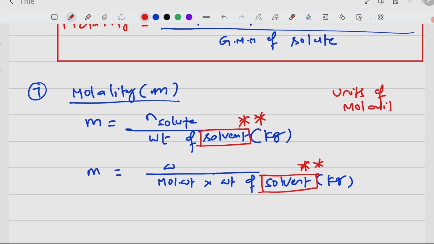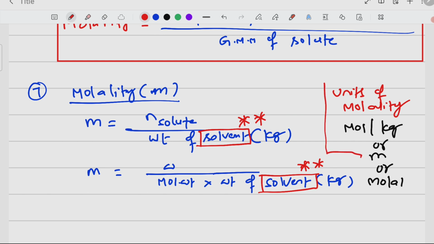Units of molality, see the difference here. There we wrote volume of solution. Here, weight of solvent. So the units of molality: mole per kg you can write, or small m, or you can write molal. All are correct. You can specify in any particular way to get the answer. See here, units of molality are either mole per kg, or small m, or molal, for molarity representation.